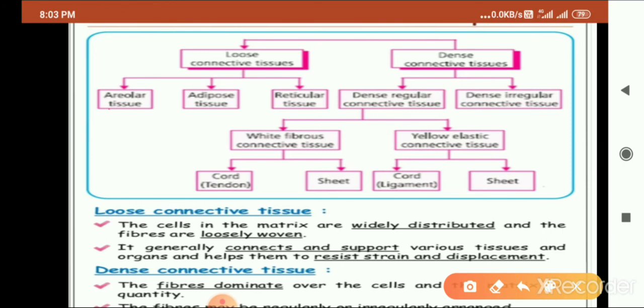The loose connective tissue is of areolar type, adipose type, and reticular type. The dense connective tissue is dense regular and dense irregular type. Now, further it is of white fibrous and yellow fibrous tissue. The loose connective tissues are widely distributed, and the fibers are loosely woven, and it generally connects and supports the various tissues and organs. Dense connective tissue dominates over the cells and matrix in quantity, and this fibrous tissue can be regularly and irregularly arranged.